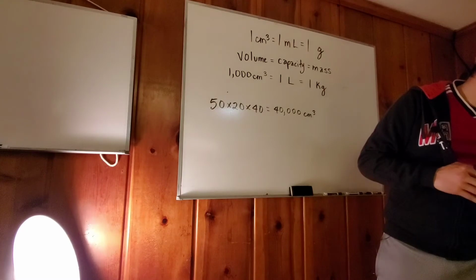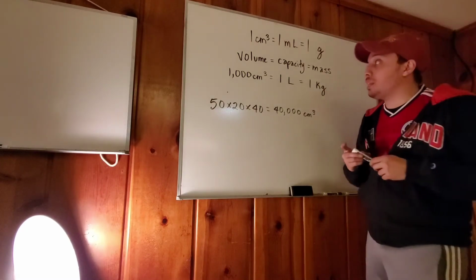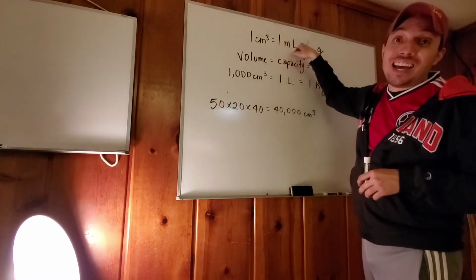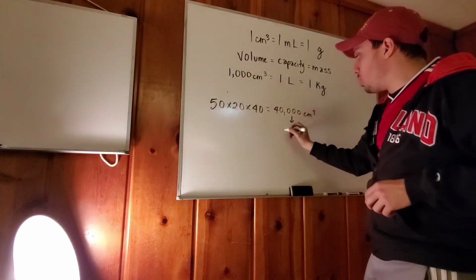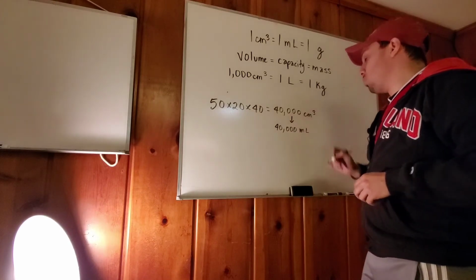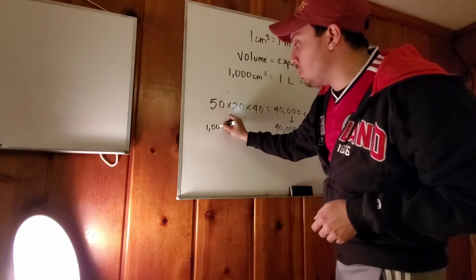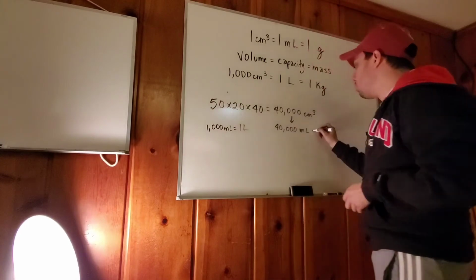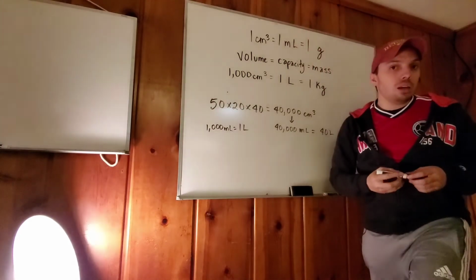So how many liters of water are in the aquarium? Well, we don't know liters, we know milliliters, because we know 1 centimeter cubed equals 1 milliliter. So what we're going to do is change this into 40,000 milliliters. Now you should also keep in mind that there are 1,000 milliliters in 1 liter. So that would mean that there are 40 liters of water in the tank.